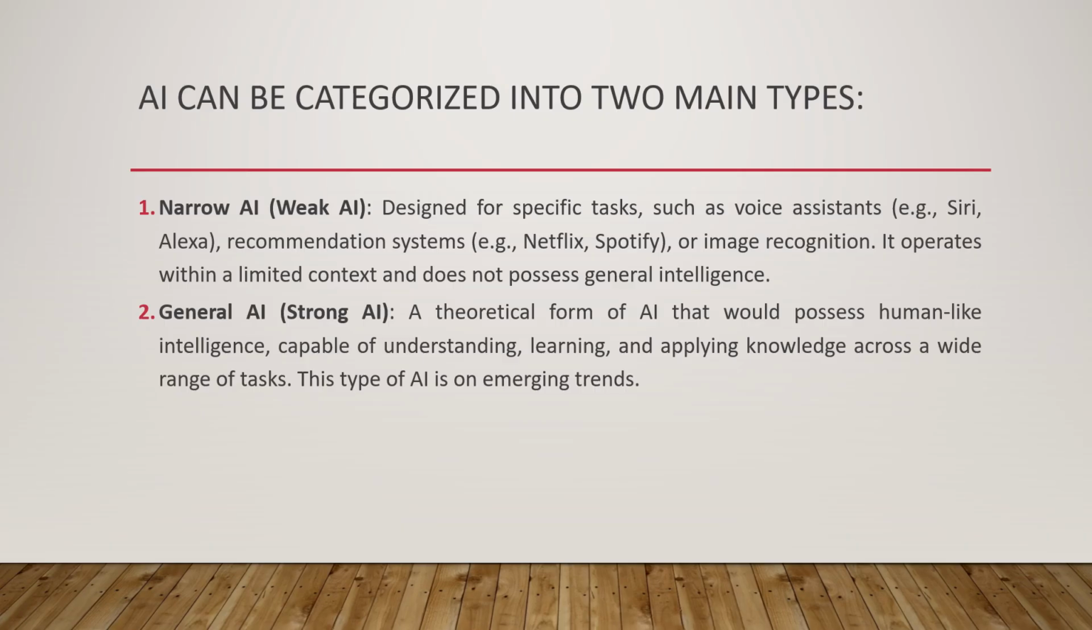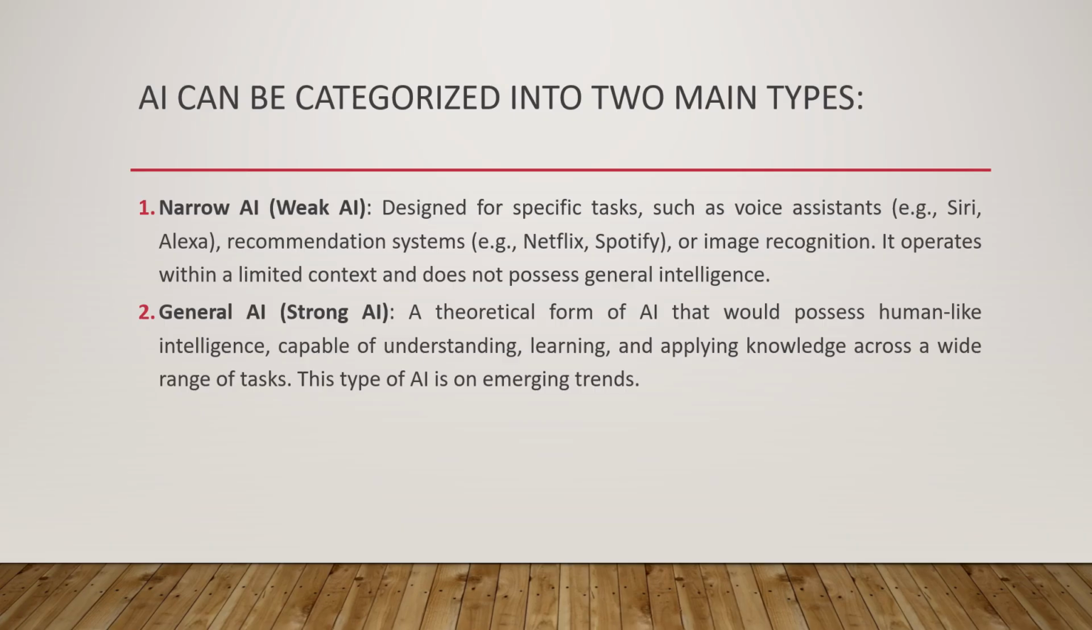The second one is called general AI or strong AI. It is a theoretical approach that would possess human-like intelligence, capable of understanding, learning, and applying knowledge across a wide range of tasks. This type of AI is still emerging. General AI or strong AI means a machine gaining the capability of the human brain. All researchers and developers are trying to achieve that goal with the help of artificial intelligence and machine learning.